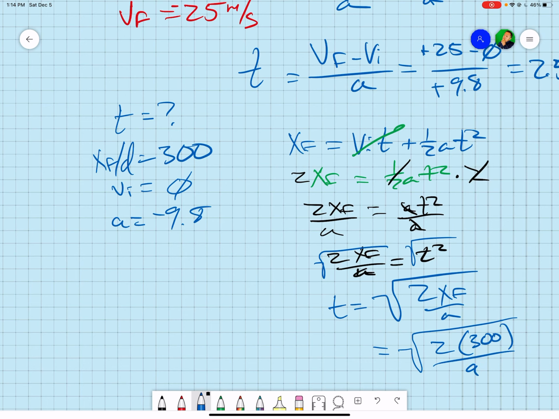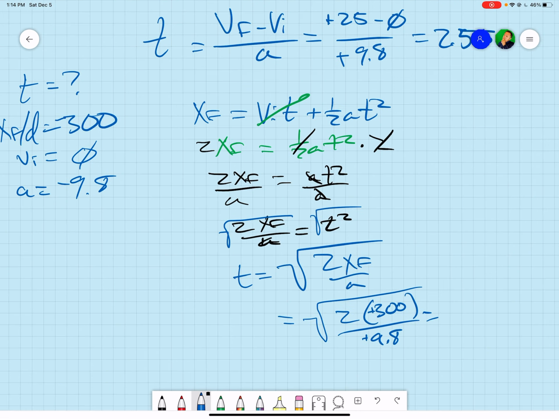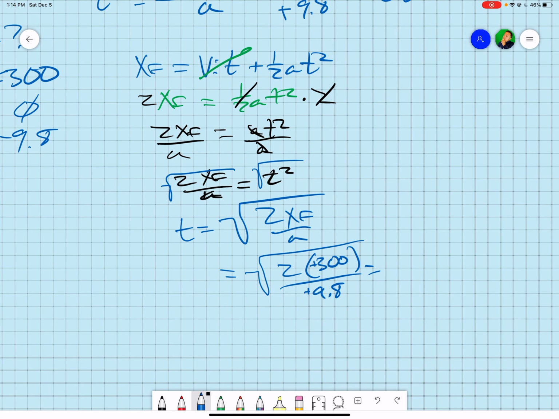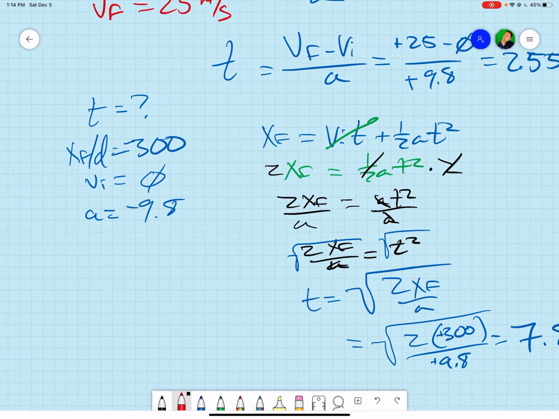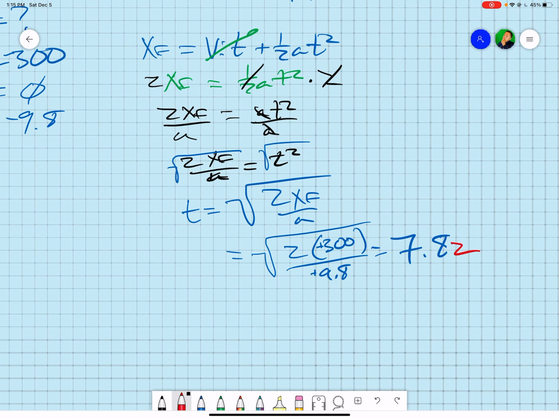Now this is negative 9.8 down below, but the 300, it fell down 300, so that's negative as well, so the negatives cancel out. So you just plug that in, square root of 2 times 300 divided by 9.8, and I get 7.83 or so, something like that. Okay, so there's the first one. I'll record another video for the other one.